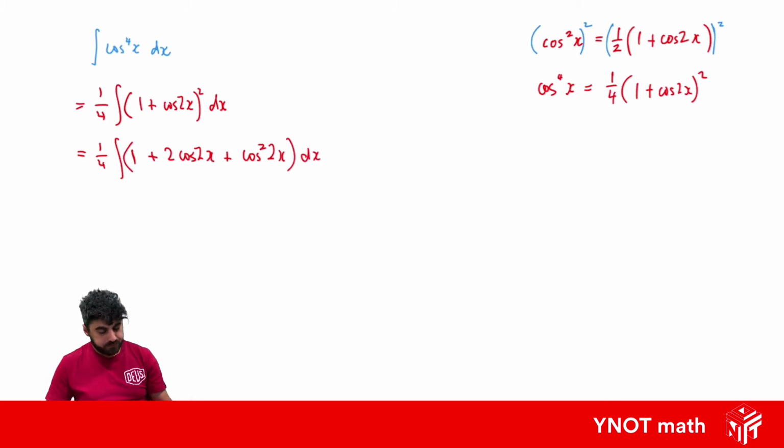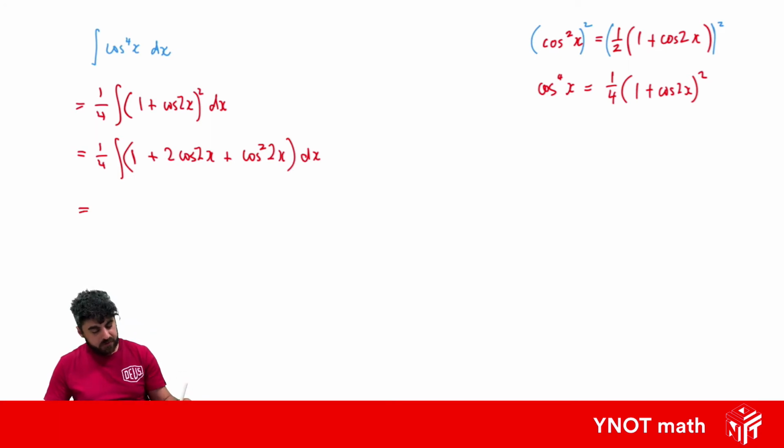Now, we've got this cos squared term in there, which we don't really want to integrate like it is now. So what we want to do is come back to our original formula for cos squared x, where our angle is 2x instead of x. So all we need to do is sub in 2x for x, and we'll get a nicer term to deal with.